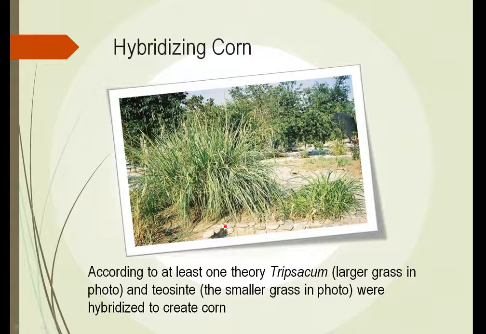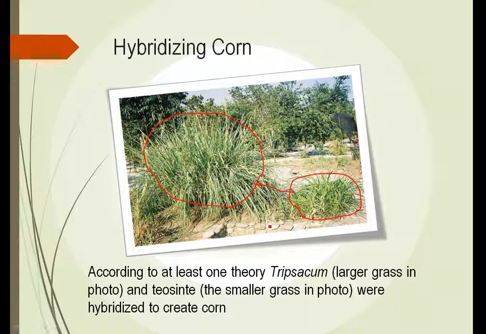So where did corn come from? I mentioned that corn was developed from plants that were barely edible in themselves. And here we have a photograph that helps illustrate one of the theories. Tripsacum, this larger grass, and teosinte, this smaller grass, in one theory at least, were hybridized to create what we call corn.